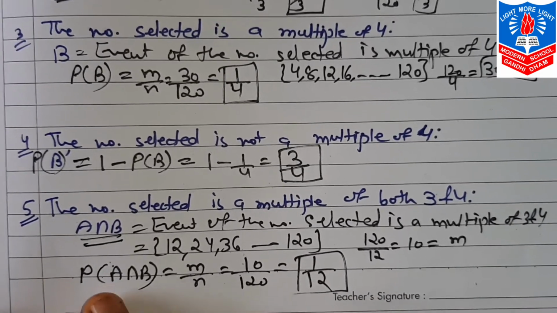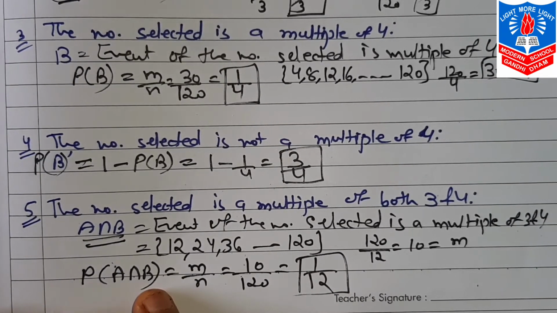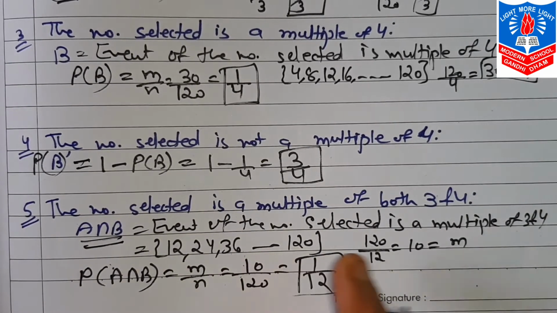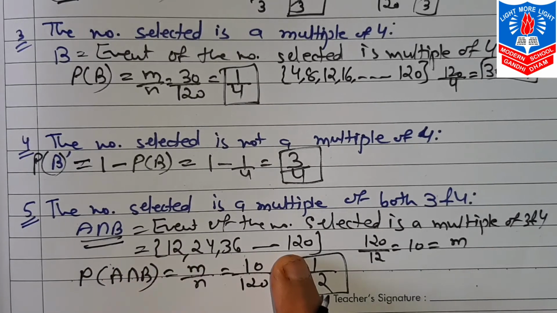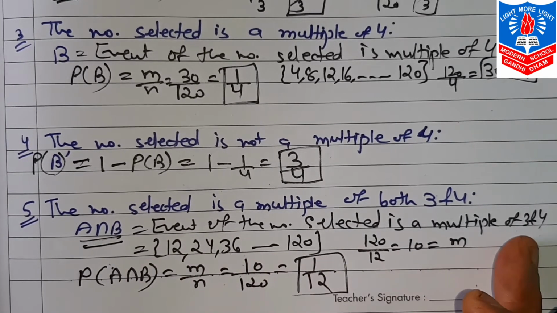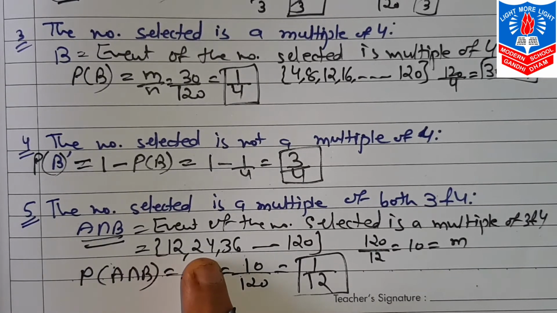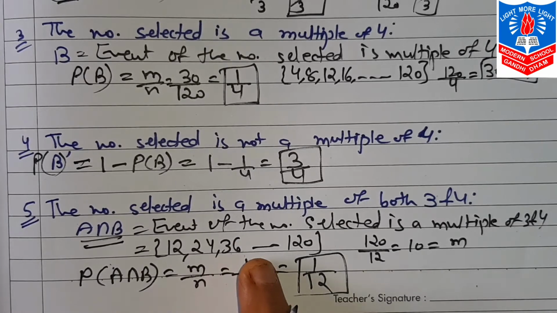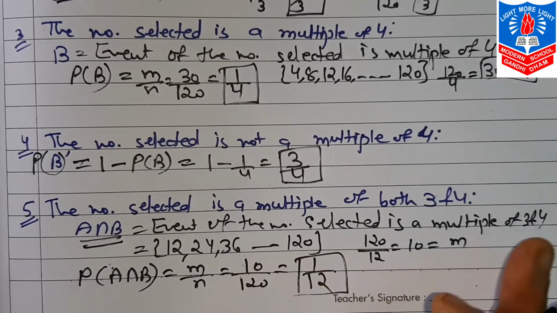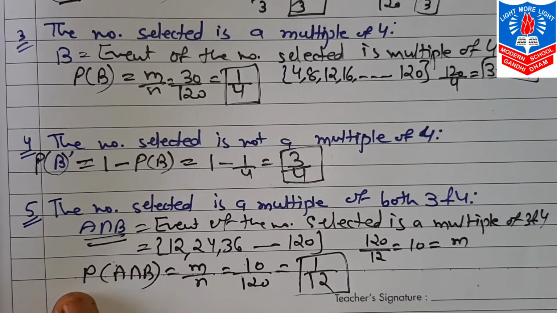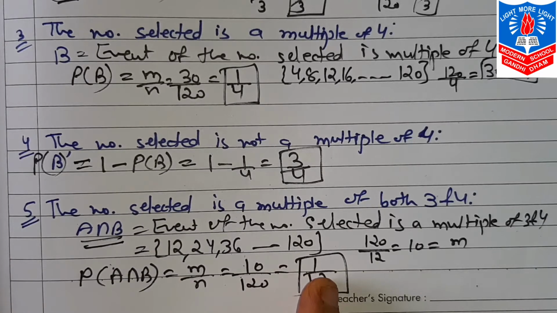So this way A intersection B is where the multiples of 3 and 4, that is multiples of 12. Now you can see these 10 values are common to 3 as well as 4. You can check 12, 24, 36, 48, 60. All are exactly divisible by 3 as well as 4. So A intersection B's probability will be 1 by 12.